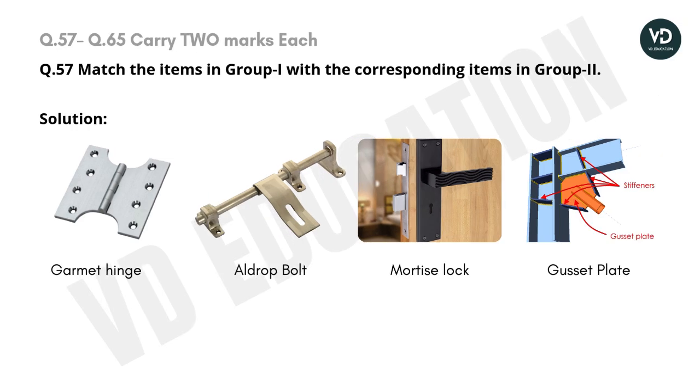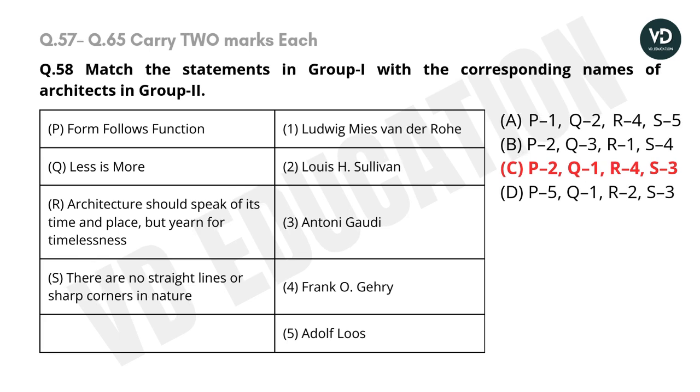In the next slide we can see the images of the objects. Question number 58. Match the statements in Group 1 with their corresponding architect names in Group 2. Options they have provided: P. Form follows function. Q. Less is more. R. Architecture should speak of its time and place but yearn for timelessness.